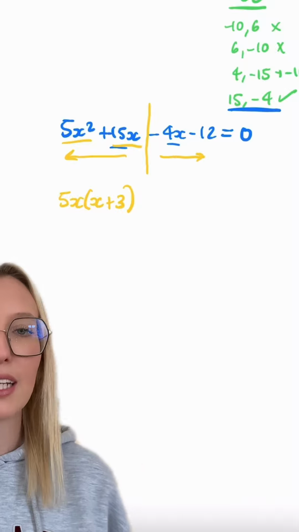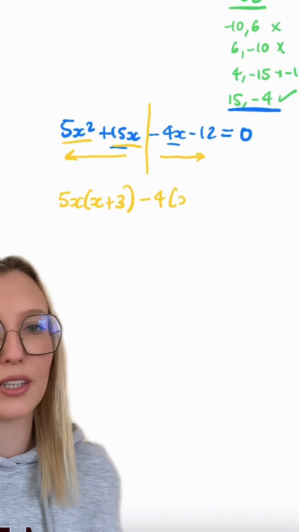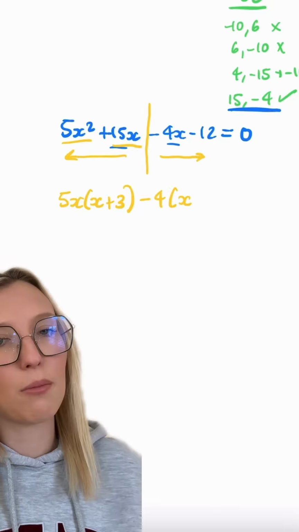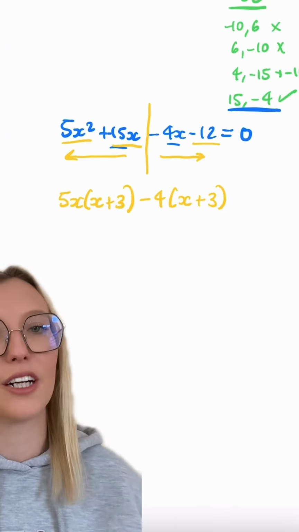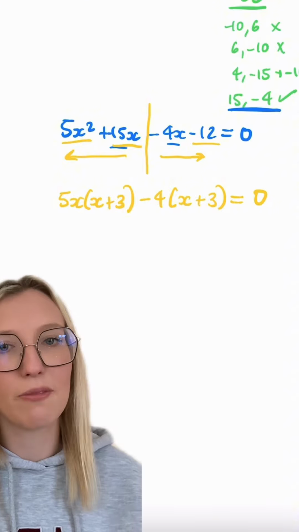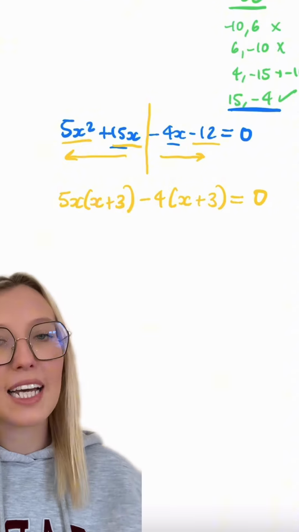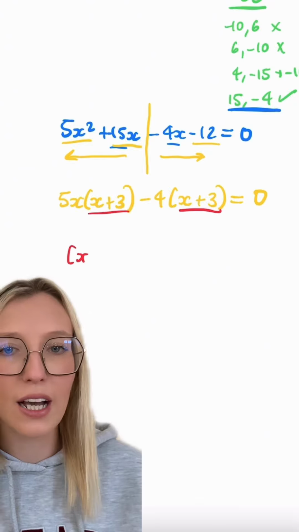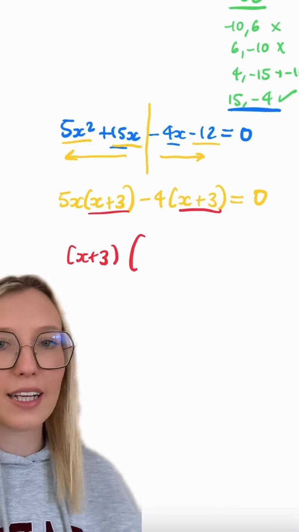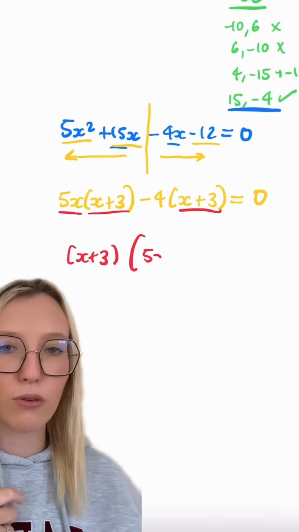Now taking a look at this side over here. Again, we want to do the same thing, taking out the highest common factor, which is minus 4. And that leaves us with x plus 3 inside the brackets. Now, as this is equal to 0, and we've got a repeated set of brackets, x plus 3, we can take that x plus 3 outside of the brackets. So we've got x plus 3, and what will remain in the second bracket then is just 5x minus 4.